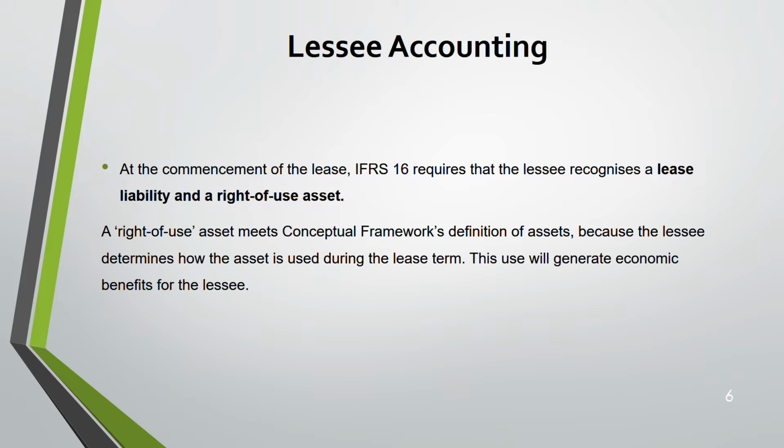Okay. Now, according to your conceptual framework's definition of an asset, right of use asset meets that definition of that asset. Why? Because lessee is going to get the benefit of that asset during the lease term. Because lessee can decide how the asset will be used. So they are the one who is going to get the benefit of using that asset during the lease term. That means benefit goes to the lessee. So it's an asset. Even the conceptual framework's definition of an asset says the same thing. Whoever has the benefit, they need to recognize an asset. So it's the same thing.